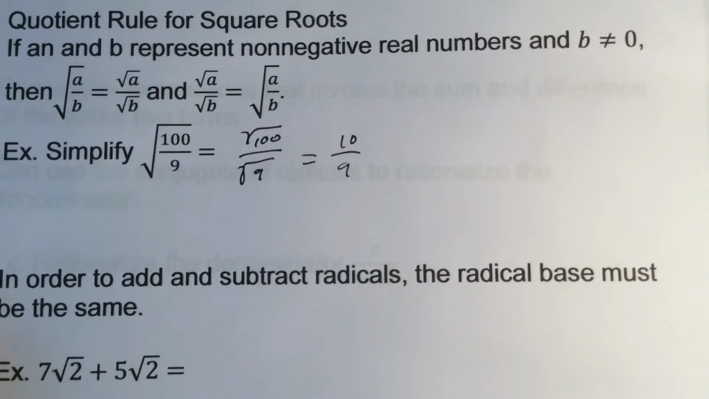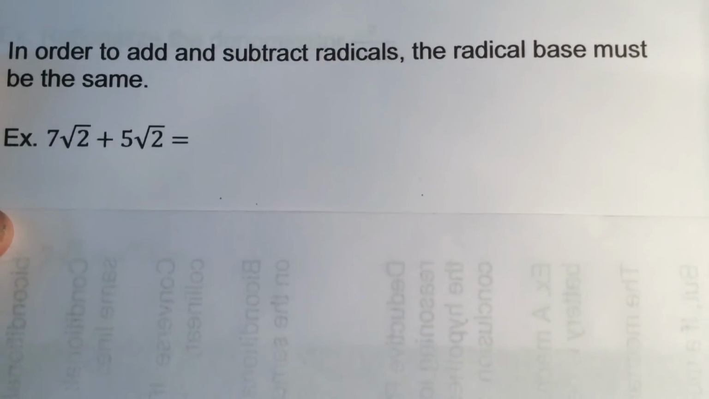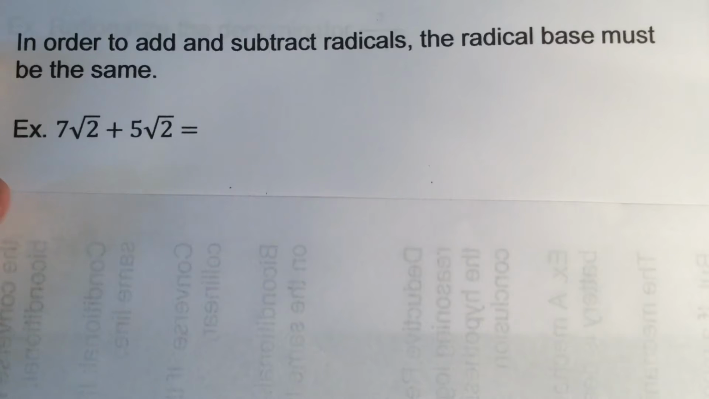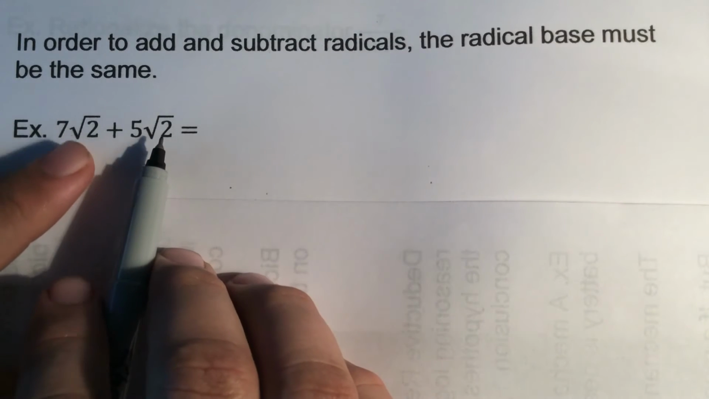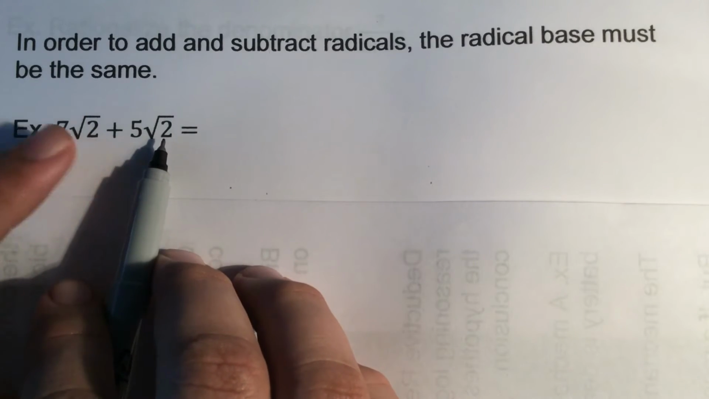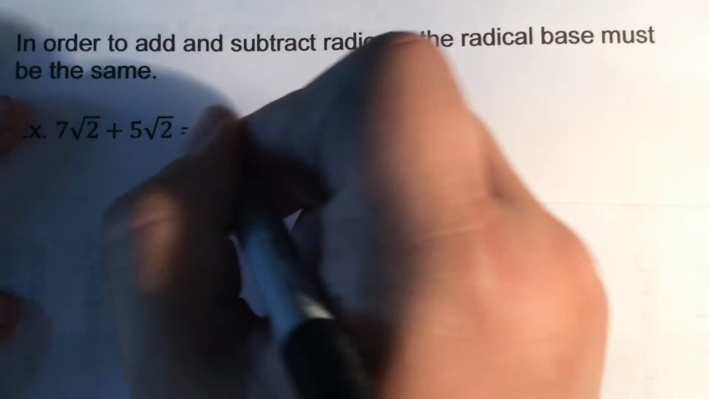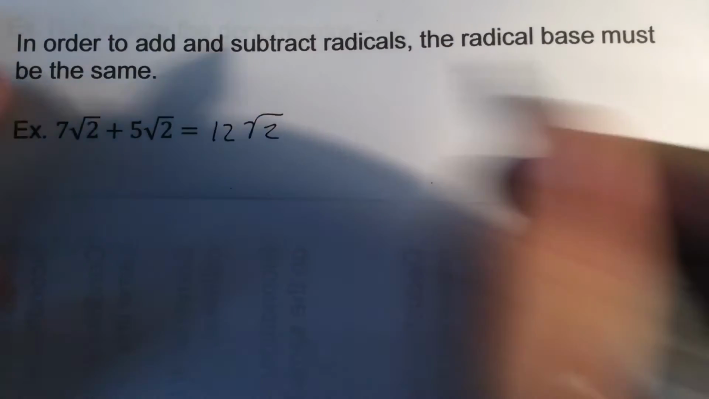Now, in order to add or subtract these radicals, the base must be the same. So it's just like if it was an x. If it was 7x plus 5x, we'd add them and get 12x. Well, same thing here. The square roots have to be the same, so they both have to be the square root of 2. So if I have 7 of them and I add 5 of them, I have 12 square roots of 2.